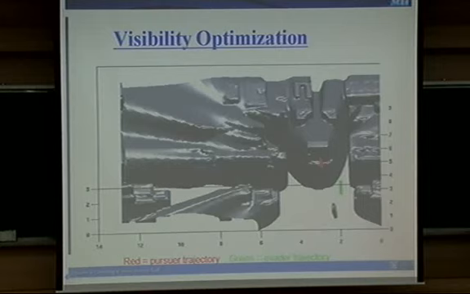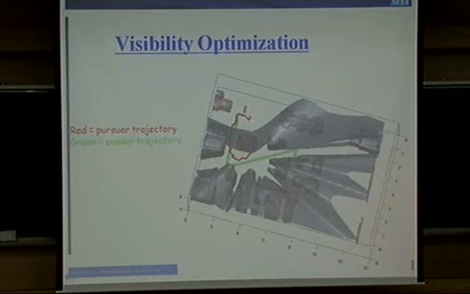So you can see here, the evade trajectory is like this, and the pursuit is just following it. This is really about visibility. If the evader is going this way, then the pursuer should be going like that, so that the red one sees all the green ones. Just like that.